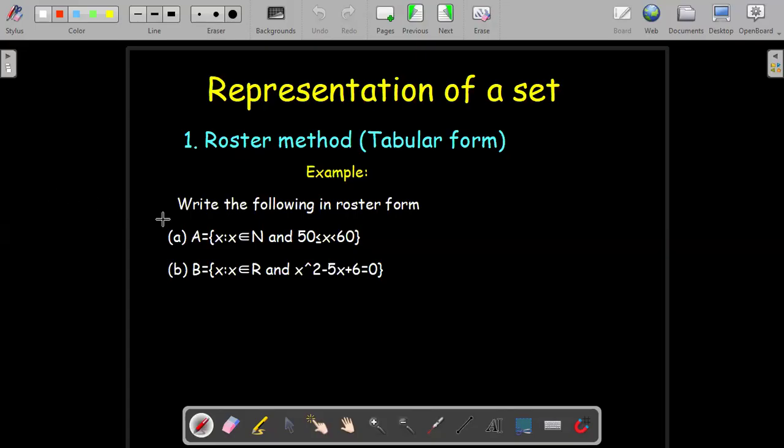Now, when you look at the following, we have this example. It says write the following in roster form, or they would tell you list the following. But then how would we write this? So you look at the first one.